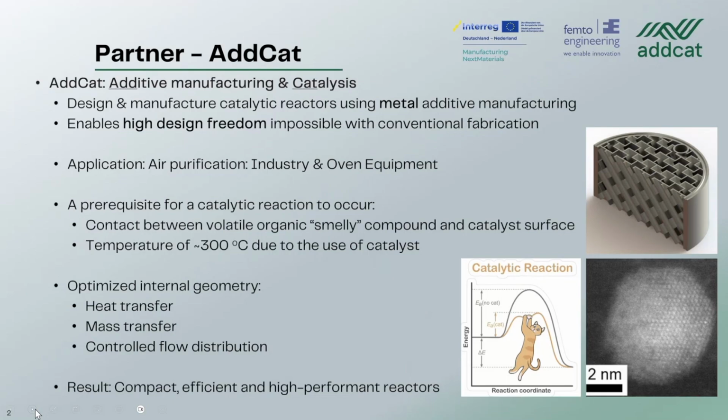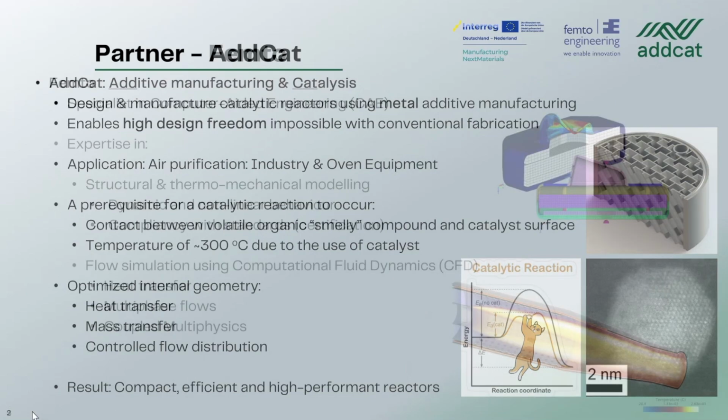So we make sure that the complete catalyst system is at the optimal temperature for the catalytic conversion to occur, and also to optimize the mass transfer. With that, we mean that we want to make sure that all the contaminants come into contact with the catalyst surface, and in that sense have a controlled flow distribution, which is what we aim for. This should result in compact, efficient, and high-performance reactors.